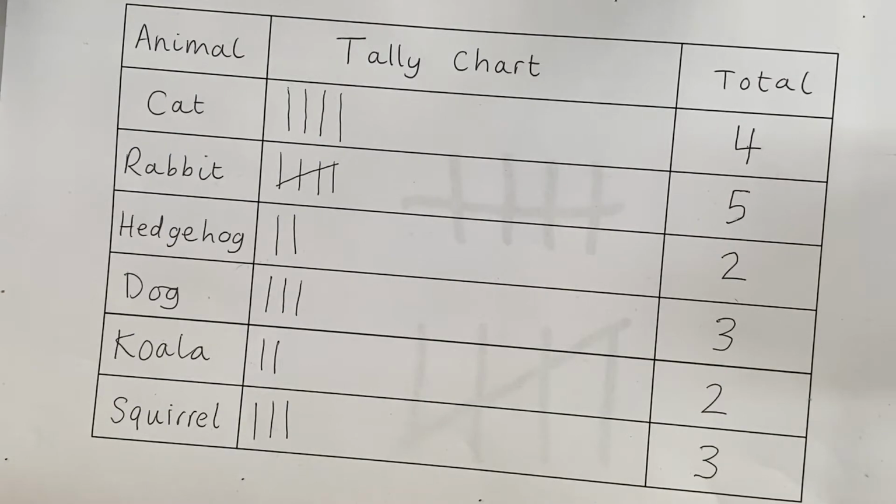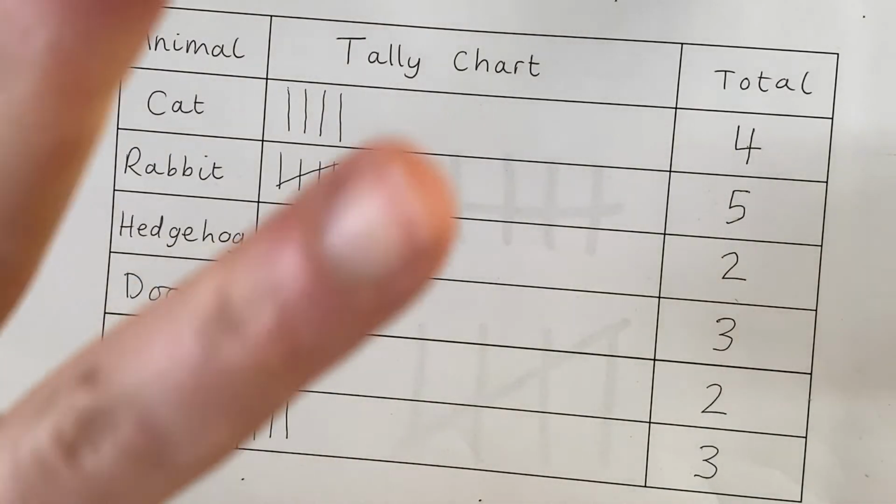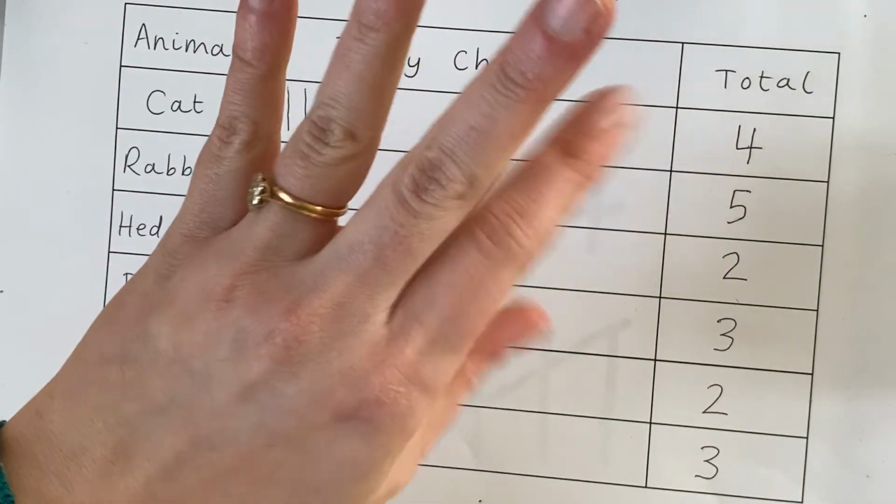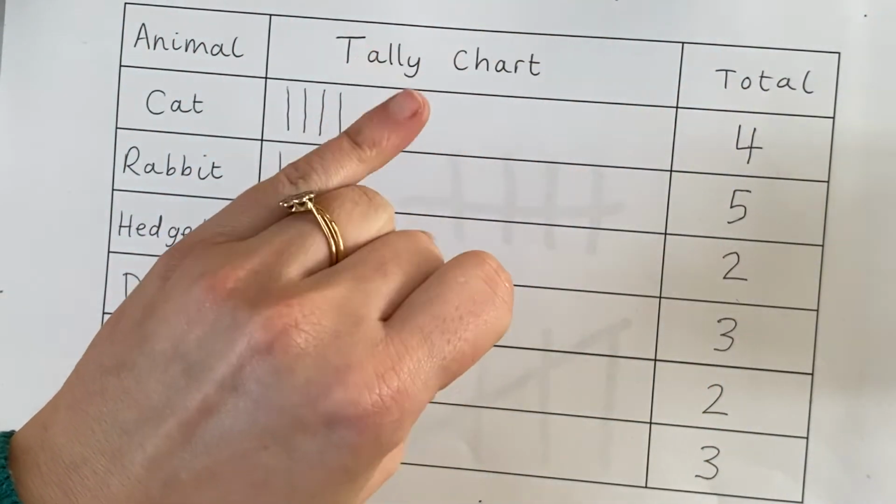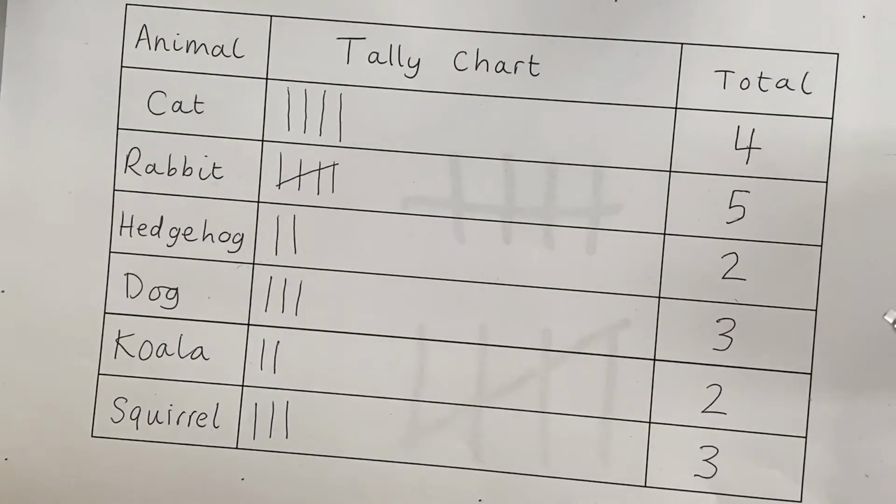Which animal was the least popular? 5, 4, 3, 2, 1. Okay, for this one we've got a tie, haven't we? The hedgehogs and the koalas were the least popular result.